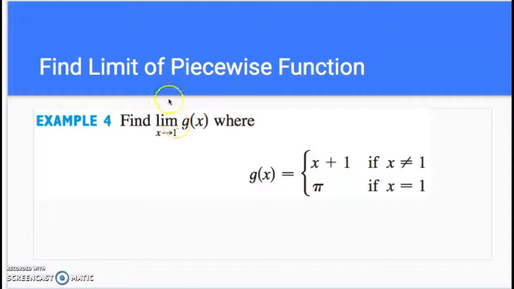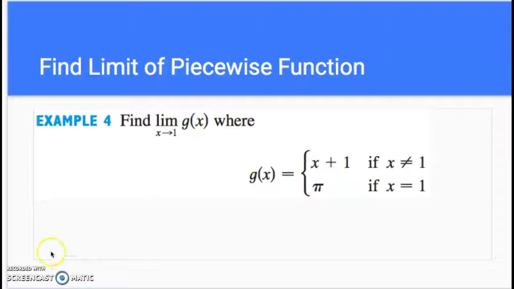But if you're evaluating the limit, you don't care what happens at 1. You care what happens just to the left of 1 and just to the right of 1. So that means we look where x does not equal 1. And this is where you'll find your limits. So again, if you're looking for the function value, it's where it equals. If you're looking for the limit value, it's where it does not equal. So in this problem, you would take 1 and plug it into this piece. And so the limit is 2 at 1.